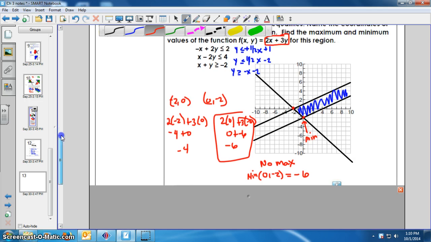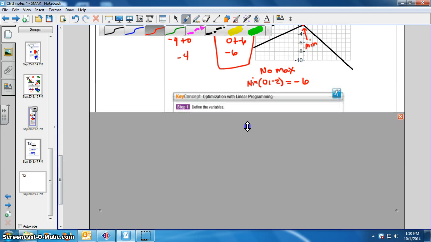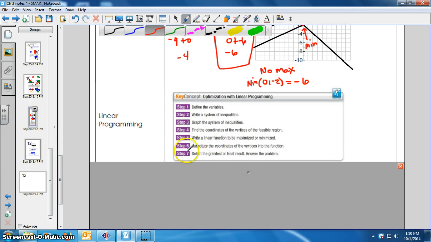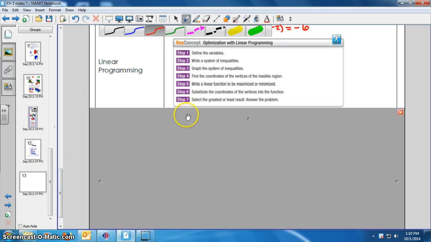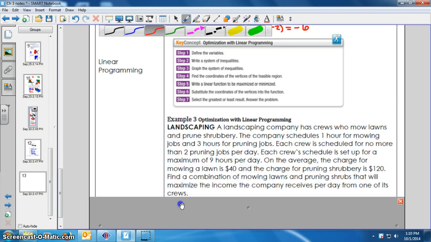All right, let's take a look at an example that walks us through step by step. So we've got a couple different steps. It's very similar to things we did above, only we're actually going to write the inequalities this time and then solve it. So it's important to go through and to highlight those important pieces.